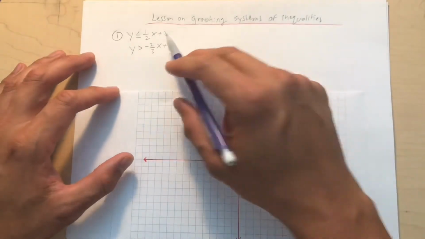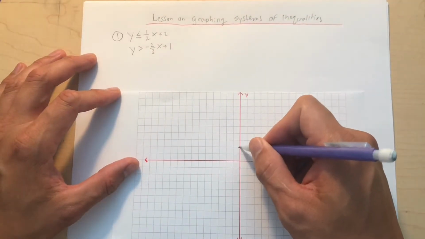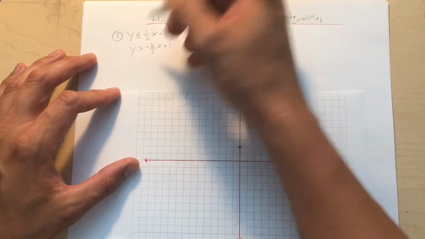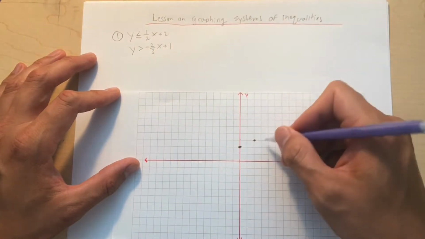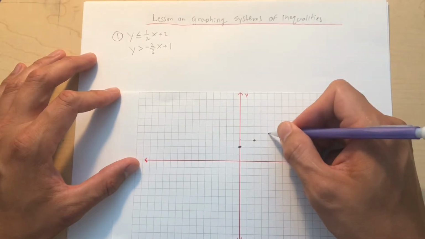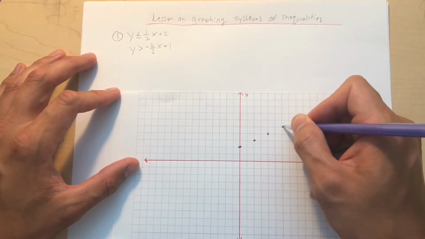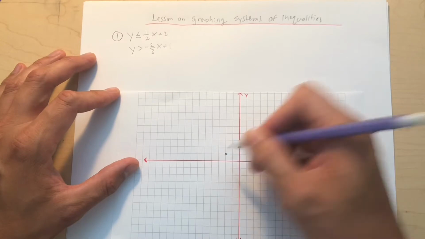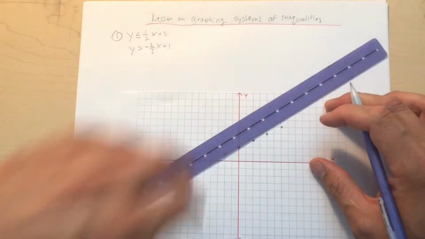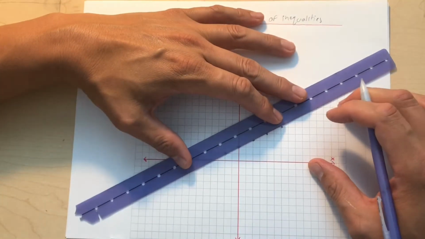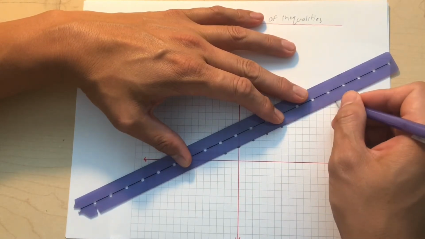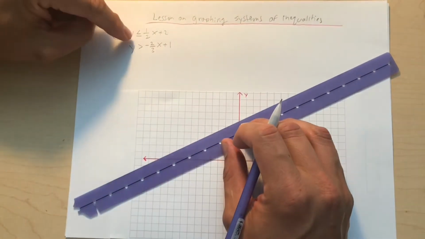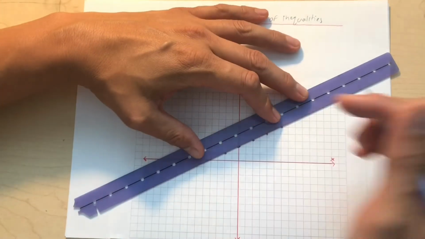Graphing the first one, I start off at 2. Next, I'm going to go up one to the right 2. It tells me up one to the right 2, and I'm going to do it again. You can just keep on doing it. I even go down and do it this way, so that when I graph it, it looks a little bit easier. And there you go, perfect. By the way, it is a solid line, so I'm going to do a solid line.